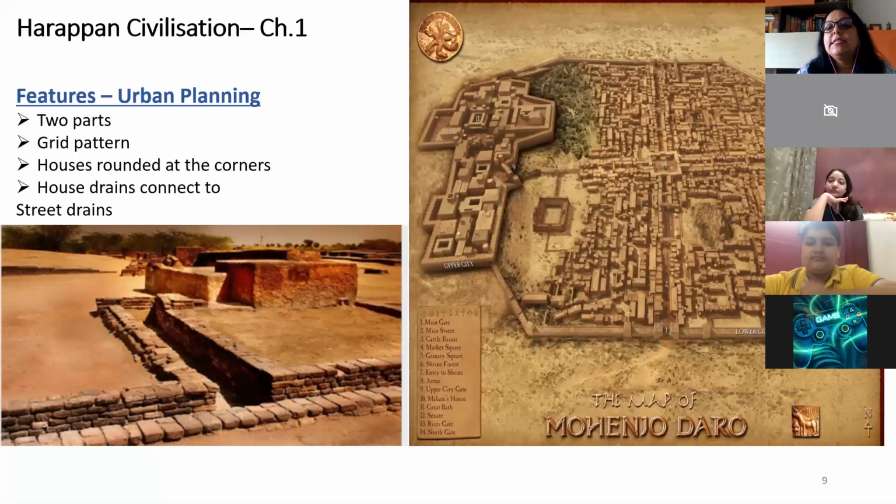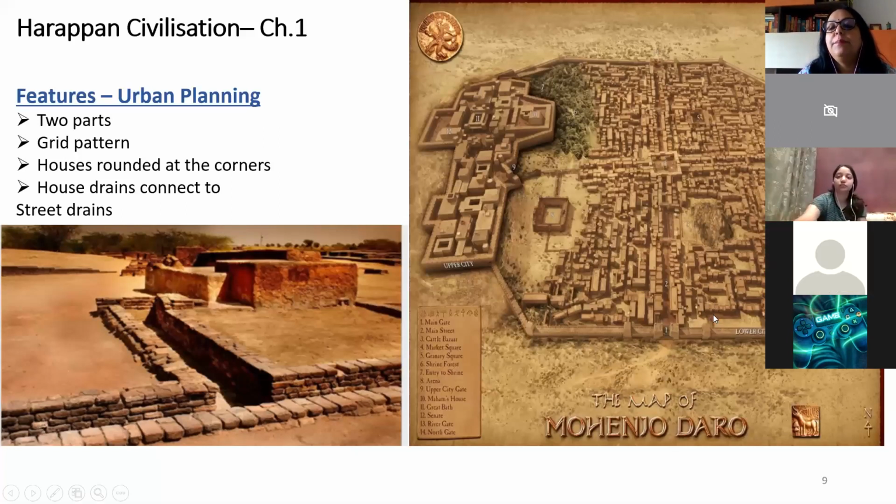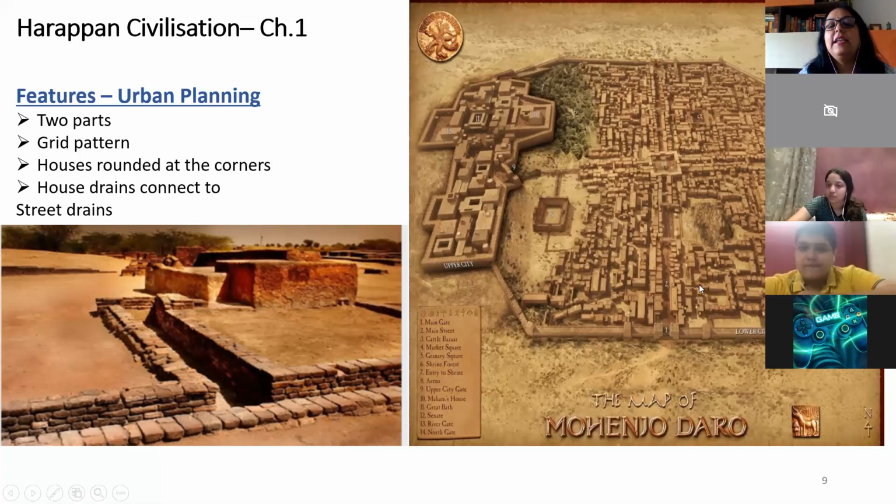So here you can see a representation of a Harappan town, or an Indus Valley city. A typical Indus Valley city will look like this. Here it is written: map of Mohenjo-daro. Obviously, this is not the real map, but an artist's impression of what a town would have looked like, using the evidence that we got.